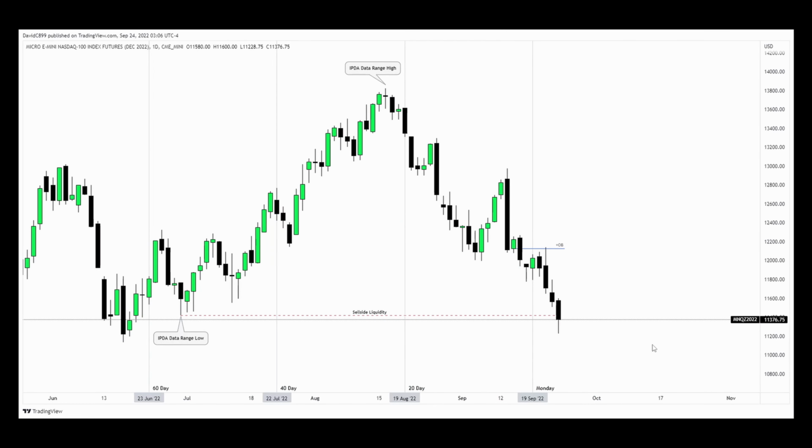Okay, let's start on the daily chart for the E-mini NASDAQ100, and what we can see here is that price traded higher into this daily bearish order block. This is Wednesday. Price created the high on Wednesday, and from there it's trading lower, finding the low of the week on Friday, taking out the sell side liquidity of the IBDA data range 60-day low.